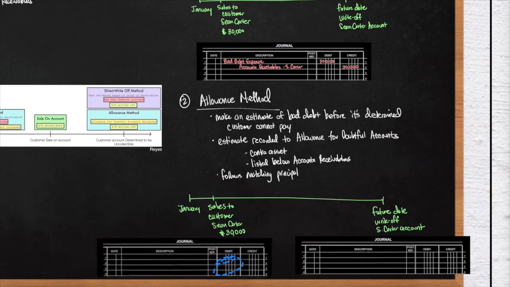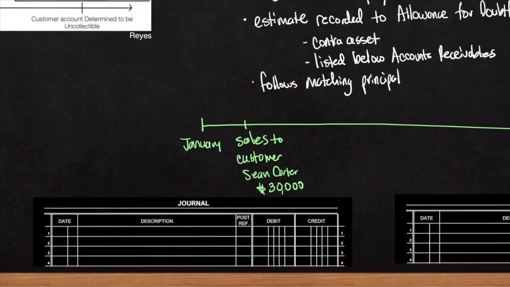What is that going to require? It's going to require 2 journal entries, actually. So that's another big difference between the direct write-off and the allowance method. The allowance method will require a journal entry right before the period, right before January, and that's on December 31st. It's considered an adjusting entry.